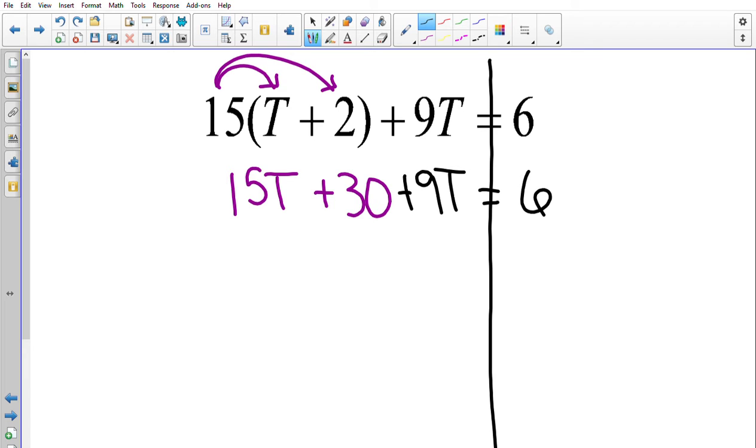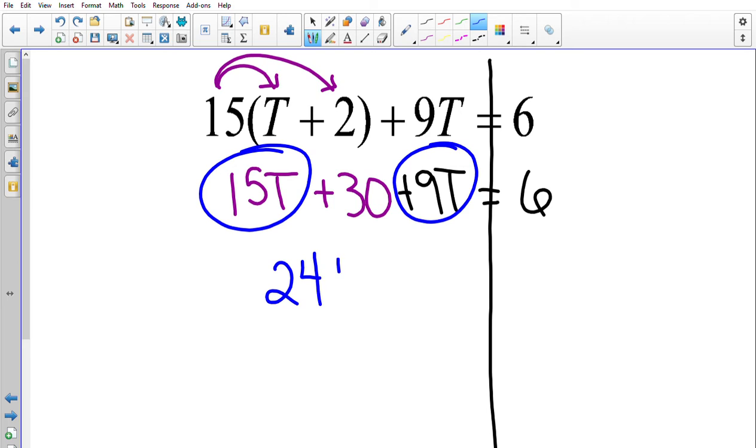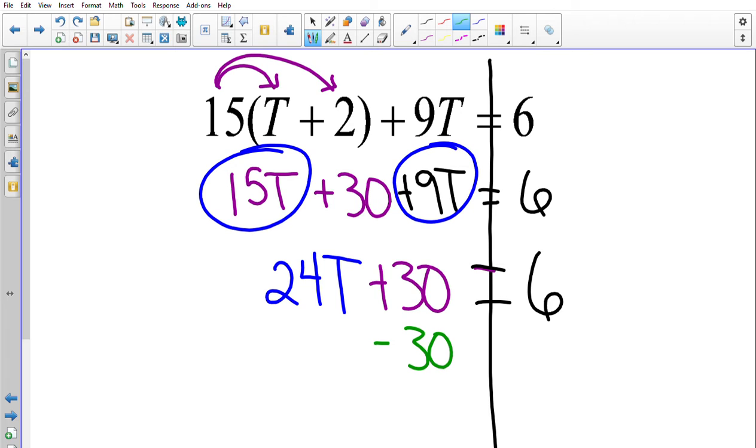Now we're combining like terms. If I have a positive 15t and a positive 9t, I'm at a positive 24t. The plus 30 will come down. And then that whole thing is still going to equal 6. Now, next step, my t's are on one side. My t's are not alone. I'm going to subtract the 30 from each side.